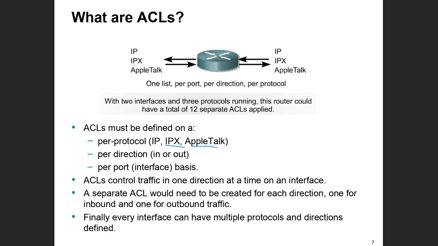And so it's a per port, per direction, per protocol. So if I had one set of rules for inbound traffic and another set of rules for outbound traffic, I would define separate access control lists for each one of those functions and apply them to that interface, both inbound and outbound.